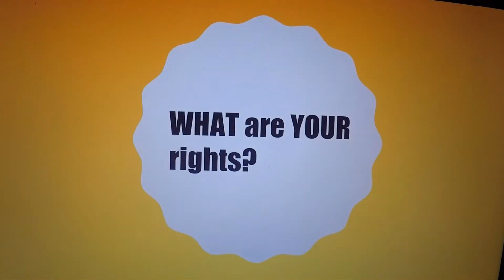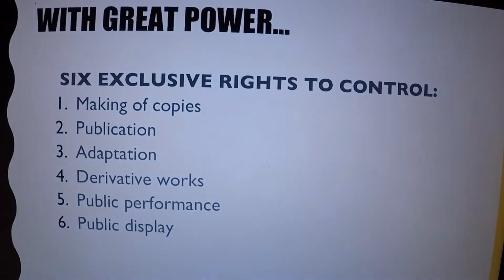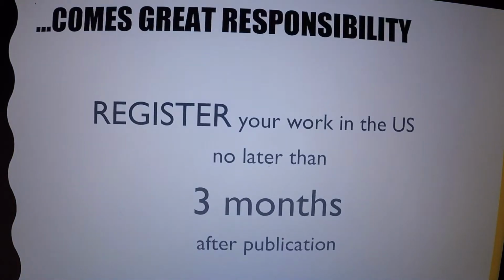So the 6 exclusive rights that attach to copyrights that protect creative works that are protectable under copyright laws internationally are the right to copy, and that means also to distribute copies or make copies available. That's publication. So, copying, publication, adaptation, derivative works, public performance, public display. A lot of these are overlapping.